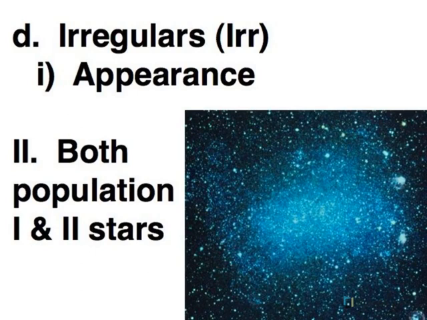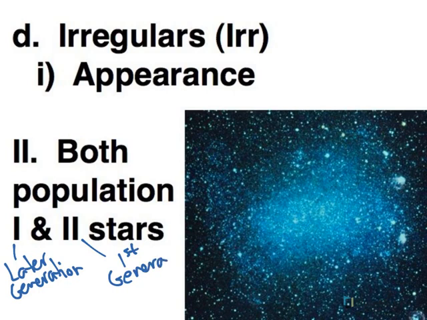The stars that we find in irregulars, some are later generation. Some are first generation. Some have heavy elements. Some have only hydrogen and helium. So there's no set composition.